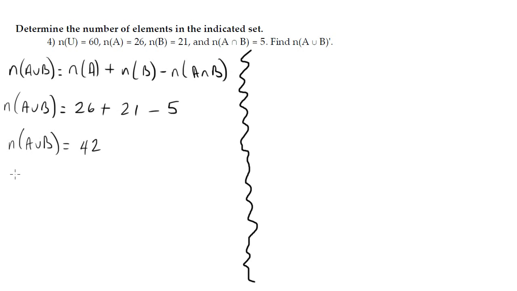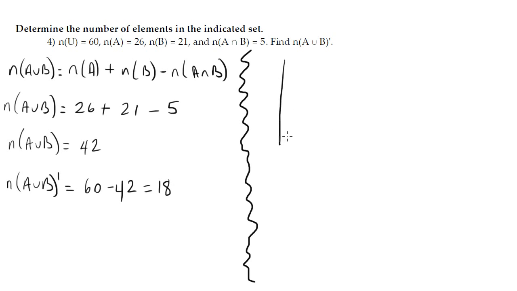But that's not what we're asked to find. We are asked to find the number in A union B complement. A union B has 42. How many are not in A union B? How many are not in A or B? My universal set has 60. That's all of the elements in the sample space, or in this entire problem that we can consider. There's 60 elements we can consider. 42 of them are in A or B, or both. That means 18 of them are in neither A nor B.